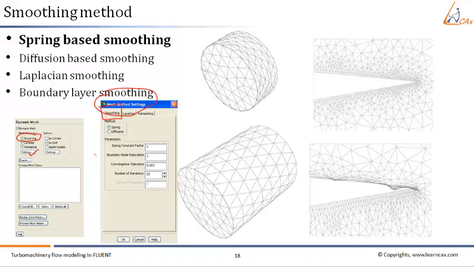Let us see where to apply this spring based smoothing method. You can use the spring based smoothing method to update any cell or face zones whose boundary is moving or deforming. For non-tetrahedral cell zones, the spring based smoothing is recommended when the following conditions are met. The boundary of the cell zone moves predominantly in one direction, and the motion is predominantly normal to the boundary zones. In these two conditions, we can use the spring based smoothing method.